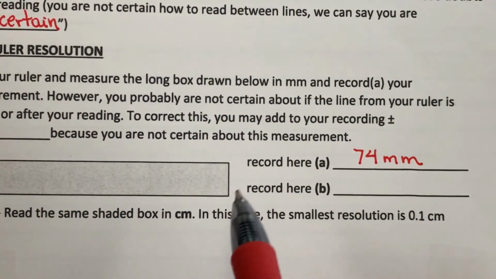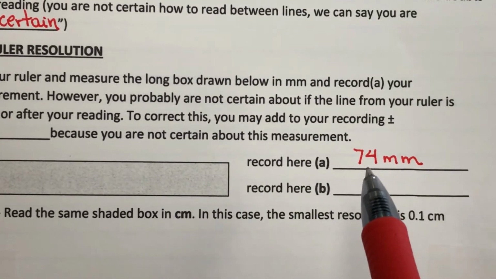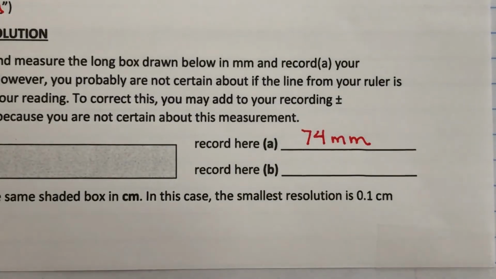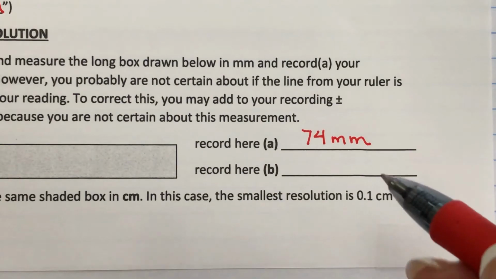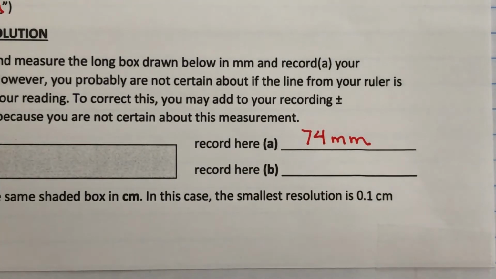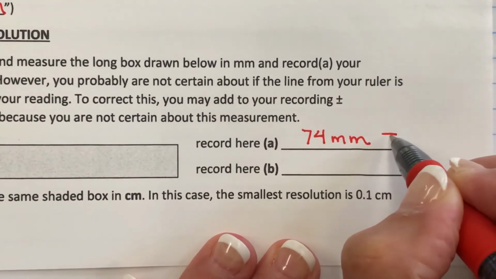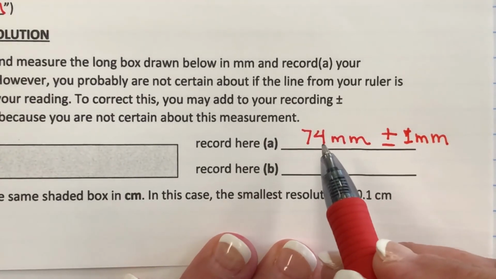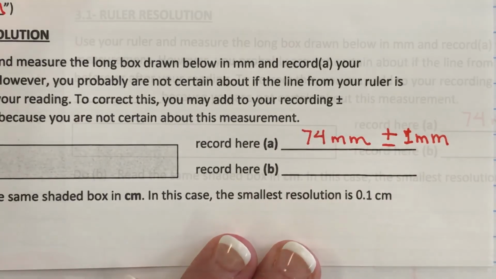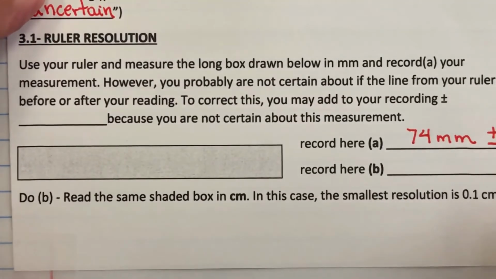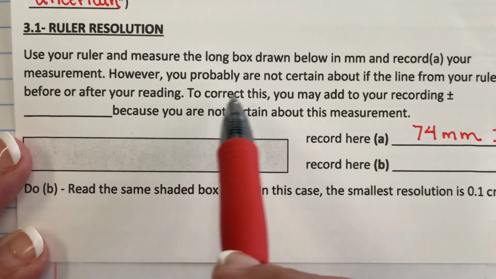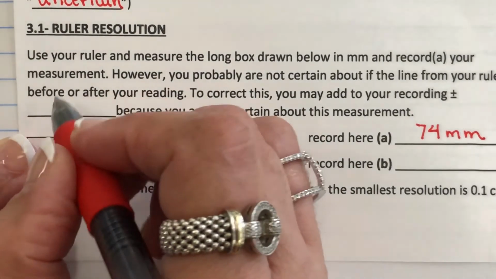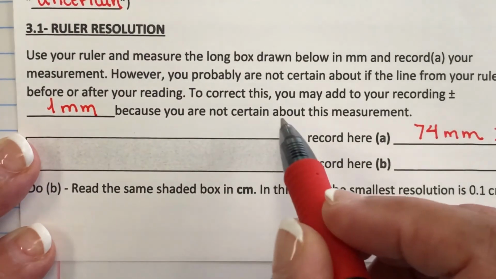On my previous measurement, I was not certain if I was reading 74 or 75. So I have to make some corrections on my reading to minimize error. Since the smallest increment that I can have in my reading was 1 millimeter, I'm going to state this can be plus or minus 1 millimeter. That way I can say that it could be 74 or 73 millimeters. So to complete this blank, you may add to your recording plus minus 1 millimeter because you are not certain about this measurement.